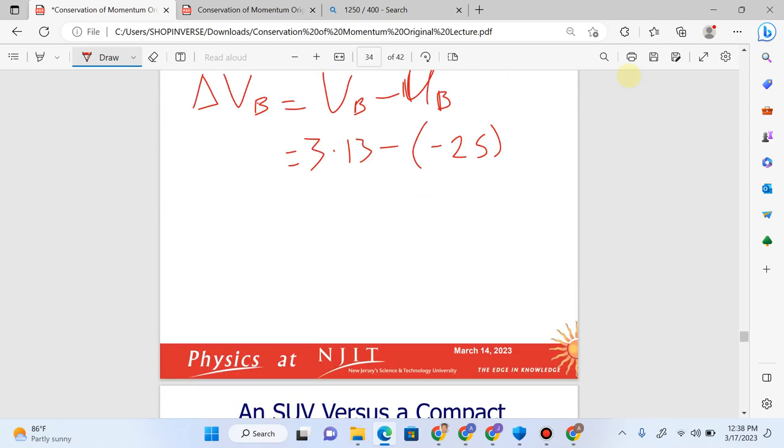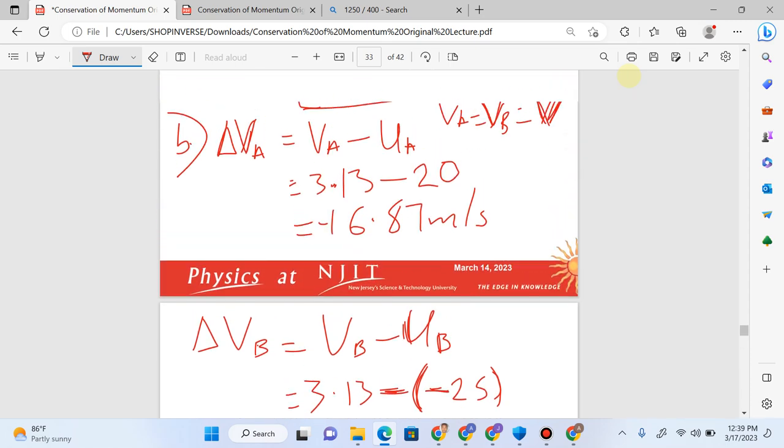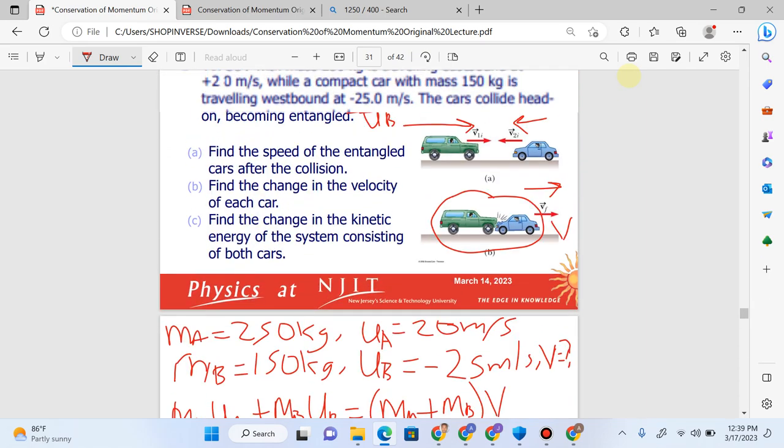So we go by saying 3.13, minus times minus gives us plus. Minus multiplied by minus gives us plus. So we have plus 25. Add these two together, you get 28.13 meters per second.